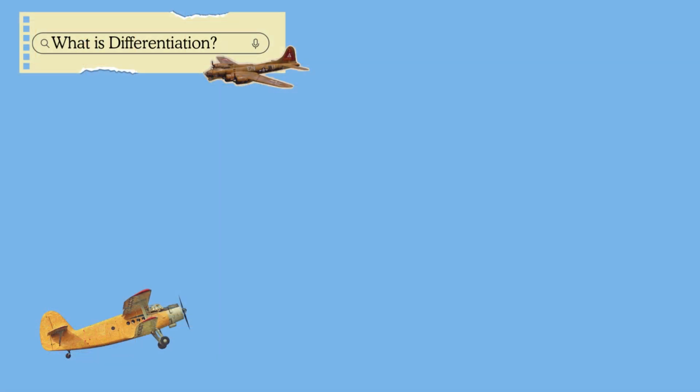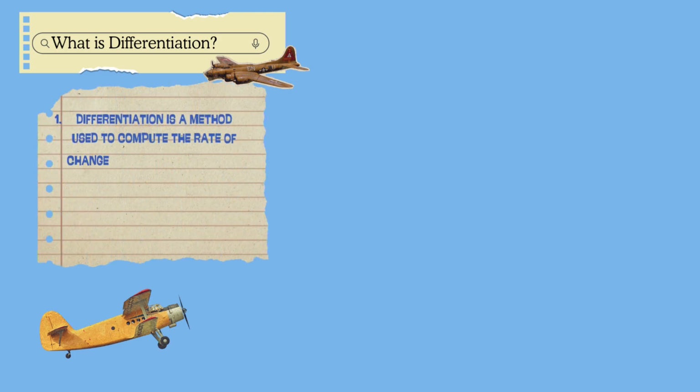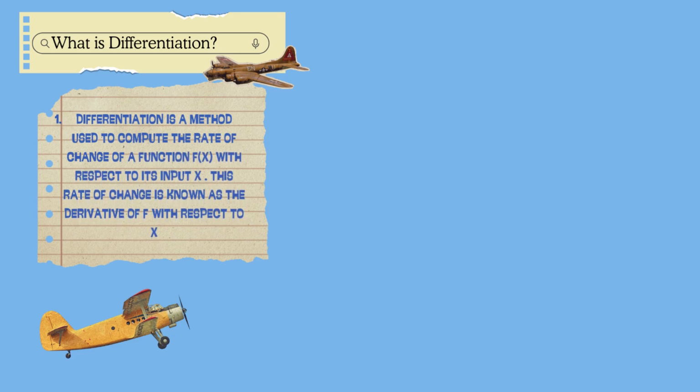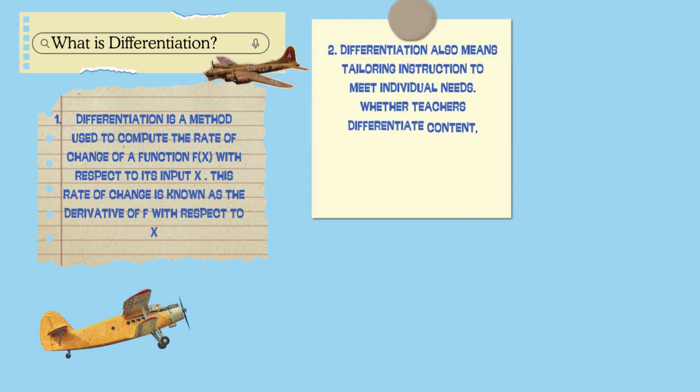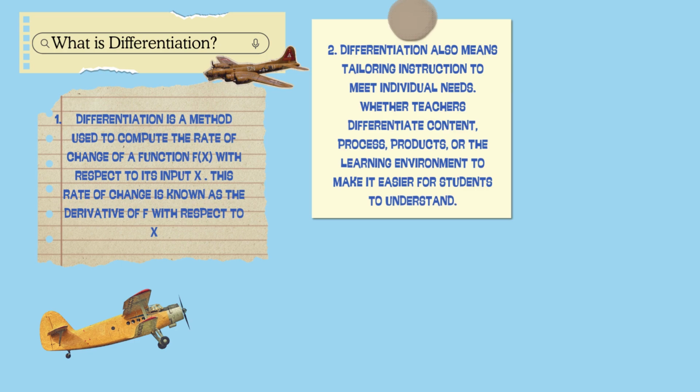Firstly, I will explain about what is differentiation. Differentiation is a method used to compute the rate of change of a function f(x) with respect to its input x. This rate of change is known as the derivative of f with respect to x. Differentiation also means tailoring instructions to meet individual needs, whether teachers differentiate content, process, products, or the learning environment to make it easier for students to understand.